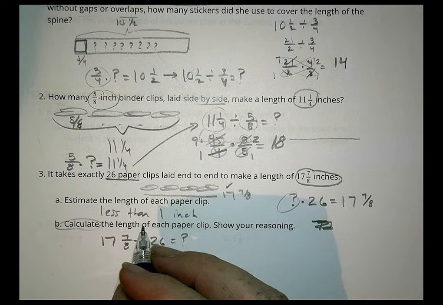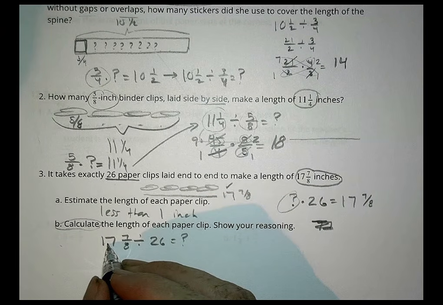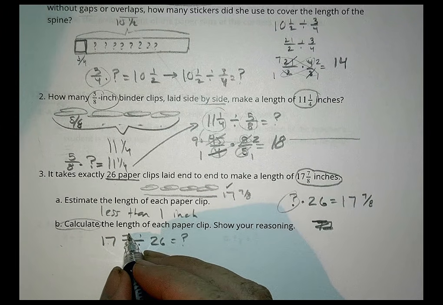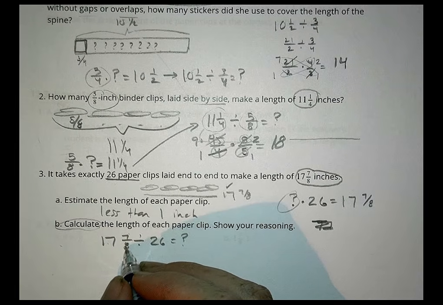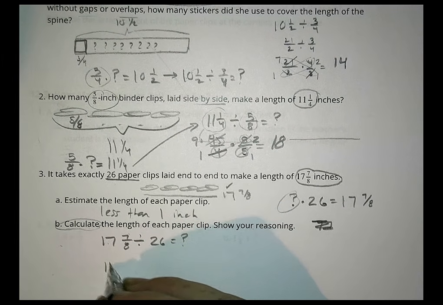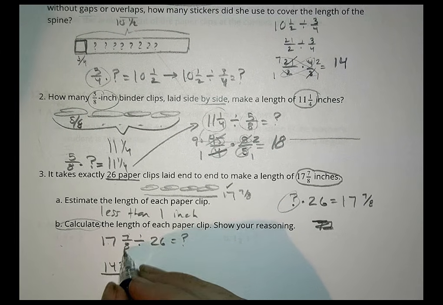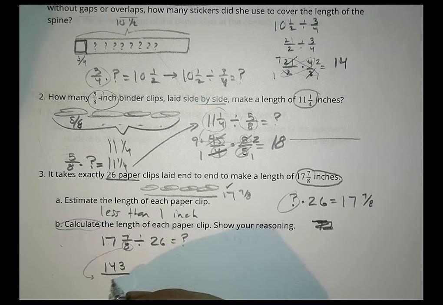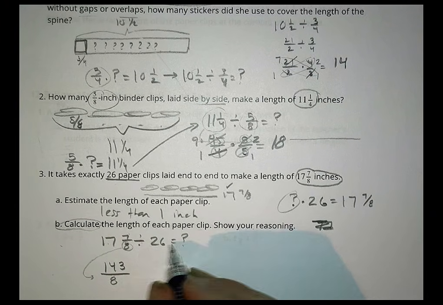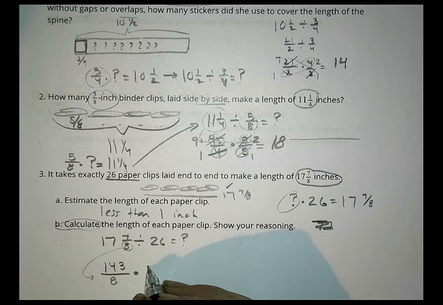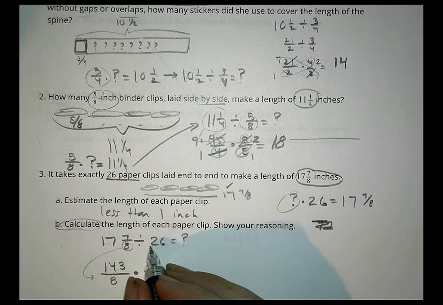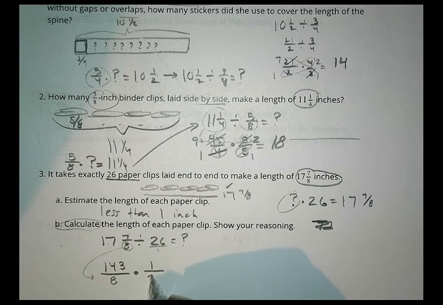So this one's a little bit different here. I have to do 8 times 17 plus 7. And when I use a calculator for that one, I end up with 143, and the denominator stays the same, over 8. Now divided by 26 means to multiply by the reciprocal. And 26 is 26 over 1, so I write 1 over 26.